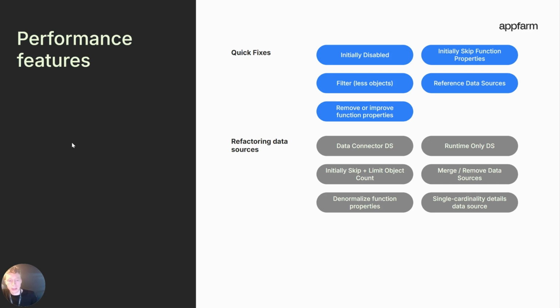Initially skip and limit are also very useful to think about. Maybe you have a table where only 50 objects are shown at any one time, then set the limit to 50. Then only 50 objects will be in this data source at any one time, instead of every single object. You can combine this with the initially skip object count property to make some custom pagination functionality.